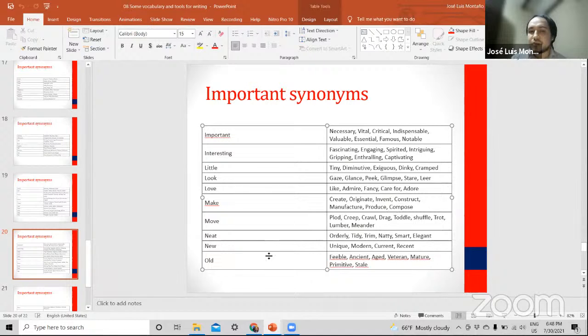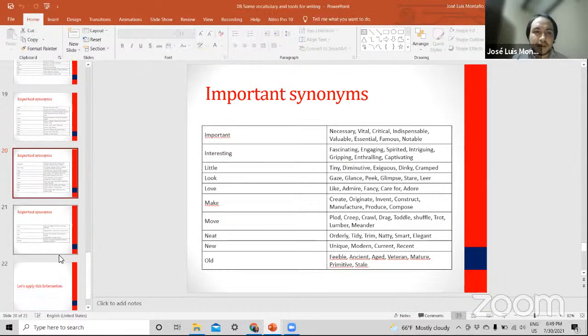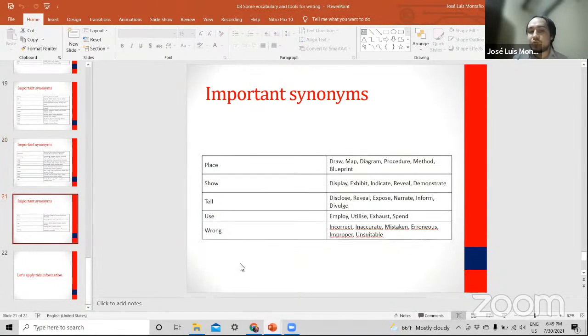And finally, the two, new and old. New: unique, modern, right? Current and recent. Try to use these more than actual. Sometimes you say actual, right? It's better: unique, modern, current. Current, that's really good. Recent. And old: feeble, ancient, right? Aged, veteran, mature, primitive, right? And stale, old. And finally, we have these words.